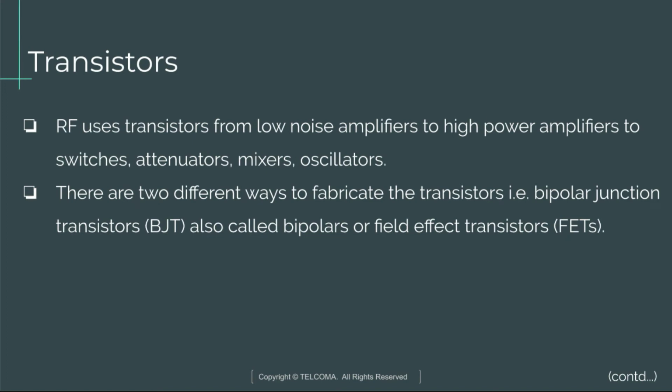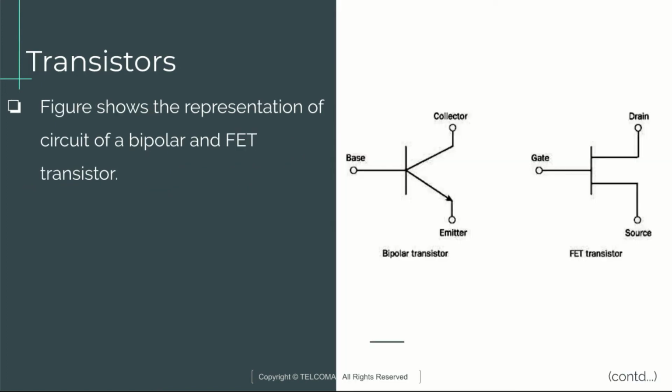Next is transistors. RF uses transistors from low noise amplifiers to high power amplifiers to switches, attenuators, mixers, oscillators. There are two different ways to fabricate the transistors, that is bipolar junction transistors, also called bipolars, or field effect transistors. This figure shows the representation of circuit of a bipolar and FET transistor. The only difference you need to know about the two structures is that bipolars have junctions in them where the material changes abruptly and FETs do not.